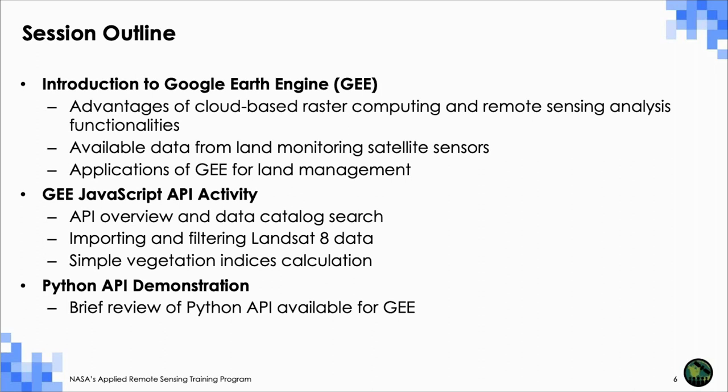Then we'll transition to the GEE code editor for our JavaScript API activity, where we'll take a closer look at the interface, load Landsat 8 imagery, and calculate vegetation indices. And after this, we'll take a quick peek at the Google Colab platform to briefly look at the Python API option for working in GEE.